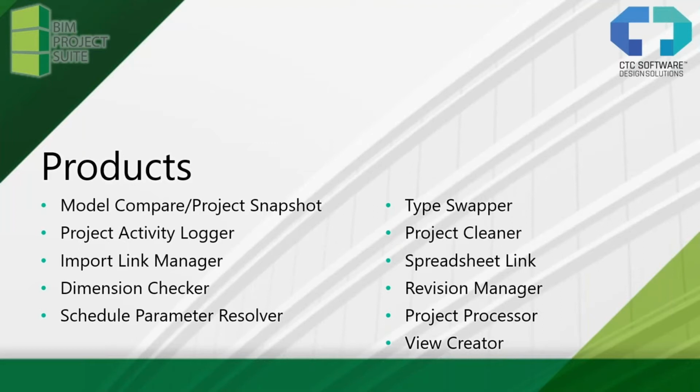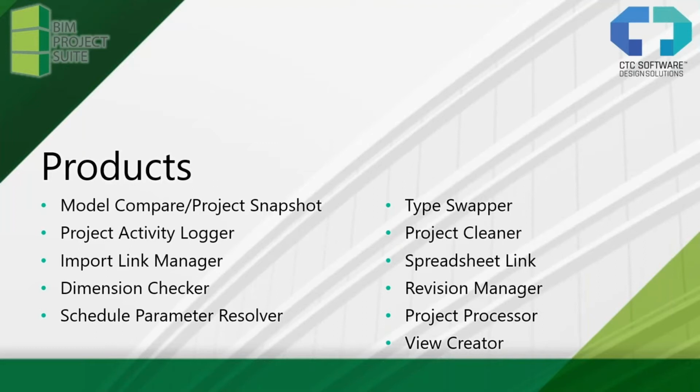Import Link Manager, Dimension Checker, Schedule Parameter Resolver, Type Swapper, and Project Cleaner are all from the BIM Manager suite. Import Link Manager allows you to manage the links and reload files, pin them, and make sure they're on the right worksets for a particular Revit file. Dimension Checker checks dimensions and makes sure that people aren't faking it, or if the rounding is off too much, or if text has been replaced for the actual dimension value.